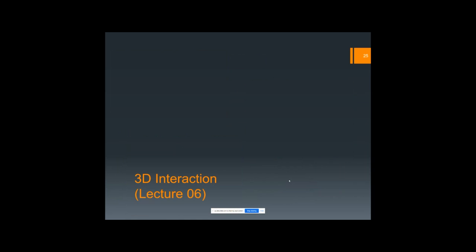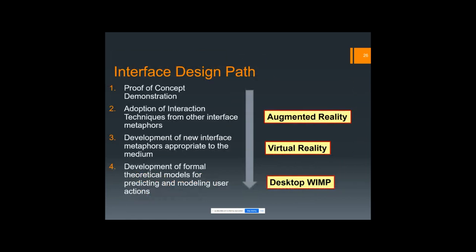Okay. So and then in lecture 6 we talk about 3D interaction. Okay, so the concept here was the design, the design of interaction. We talk about that in storyboarding. We should have a design in place.